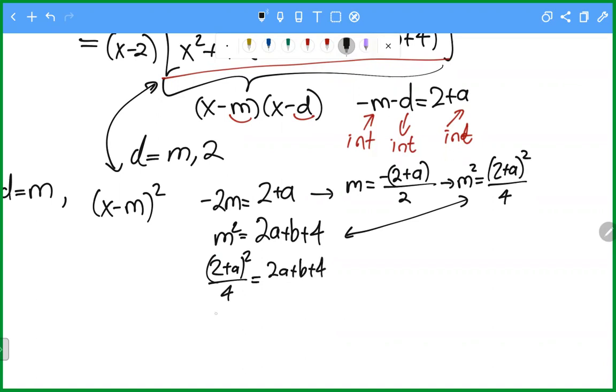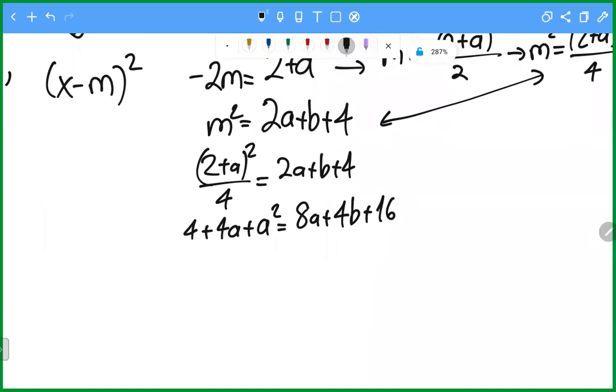Multiply both sides by 4 and expand it and obtain 4 plus 4a plus a squared equals 8a plus 4b plus 16. And subtract 8a from both sides. And observe that the left-hand side is (a minus 2) quantity squared. So (a minus 2) quantity squared equals 4b plus 16.